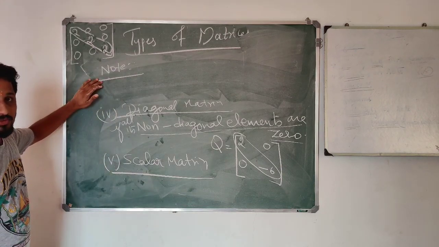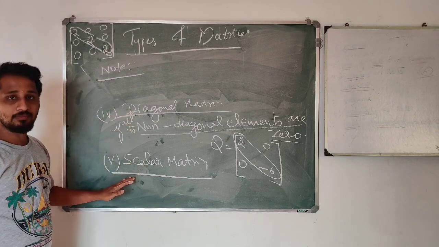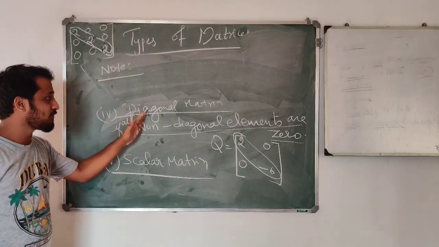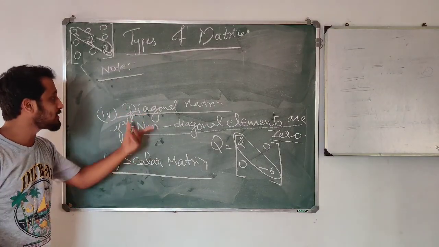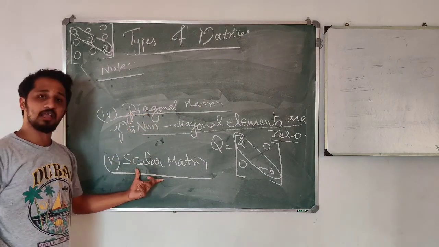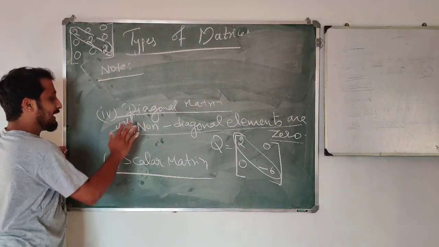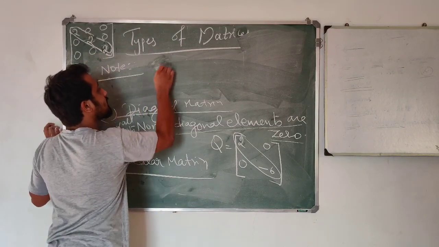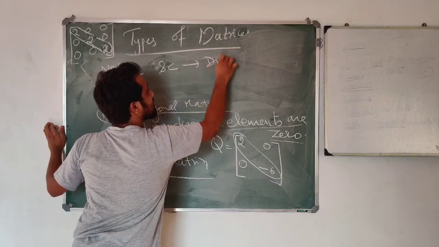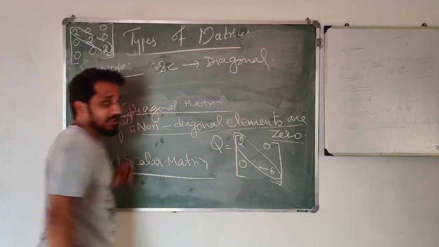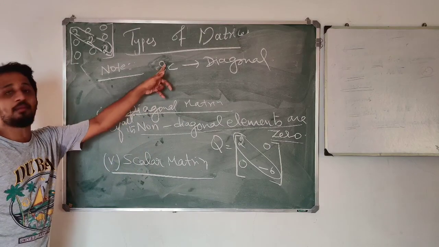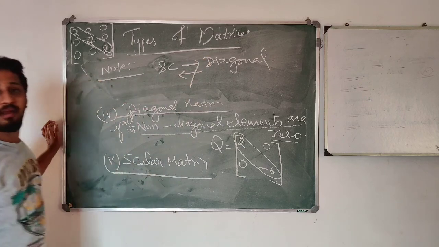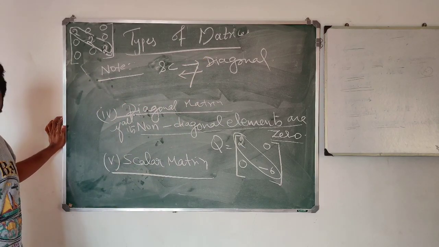A very important note you should know regarding diagonal and scalar. Before entering into this note, you should know the definition of diagonal and scalar matrix. First, clear this definition of diagonal matrix and scalar matrix. The note is: every scalar matrix is a diagonal matrix, but a diagonal matrix is not necessarily a scalar matrix.